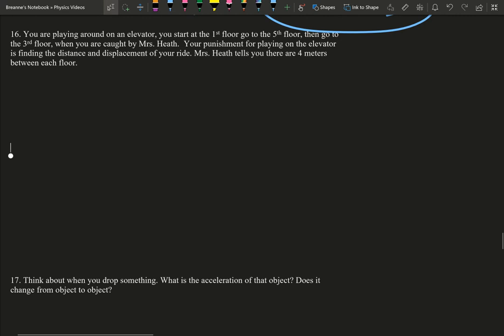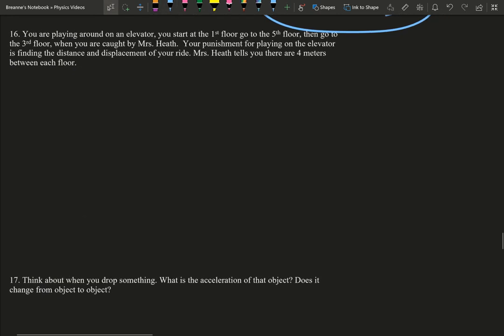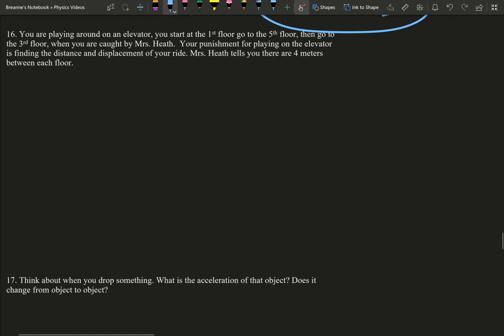So you're playing around on the elevator. You start at the first floor, go to the 5th floor, then go to the 3rd floor. When you are caught by Miss Heath, your punishment for playing on the elevator is finding the distance and displacement of your ride. Miss Heath tells you there are 4 meters between each floor. So basically, you start on the 1st floor.